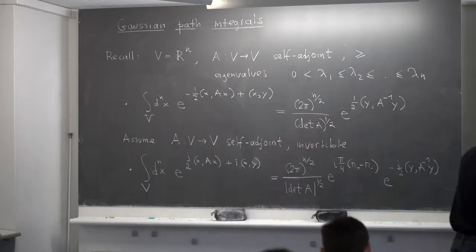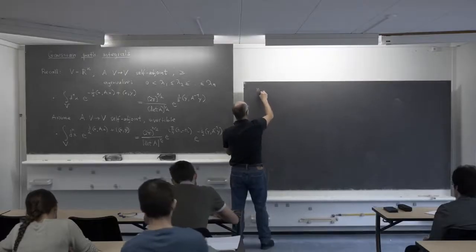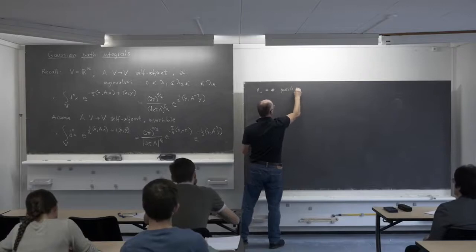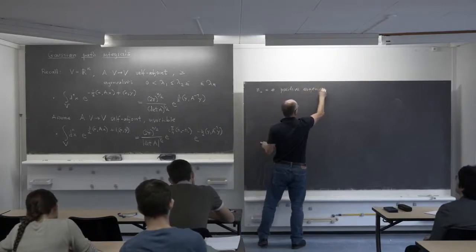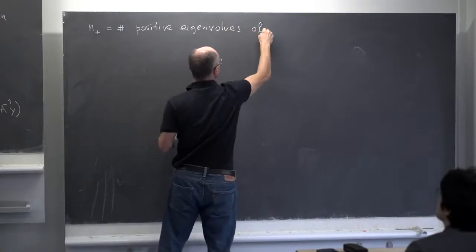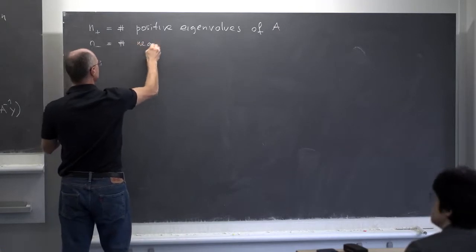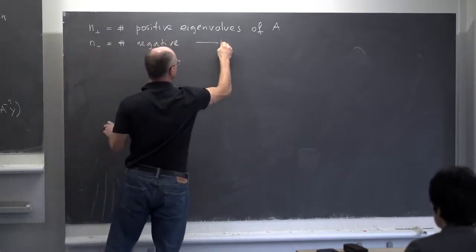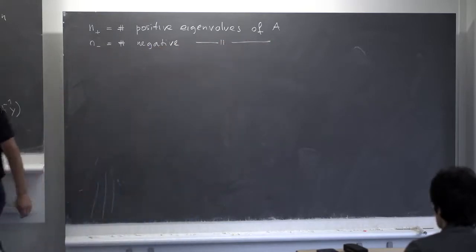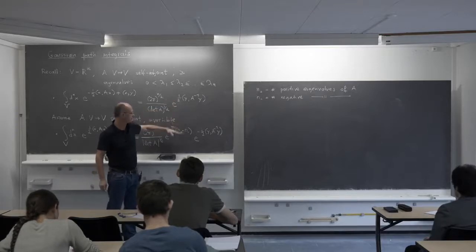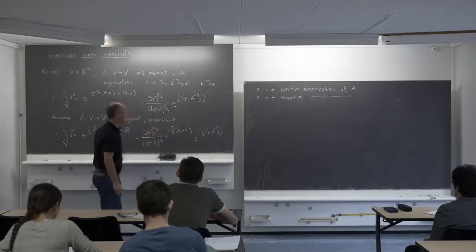So here n plus is the number of positive eigenvalues of A, and n minus is the number of negative eigenvalues. So remember, we had this story of turning the integration contour by pi over 4. If the eigenvalue is negative, you have to turn it by minus pi over 4. That's where those factors come from.